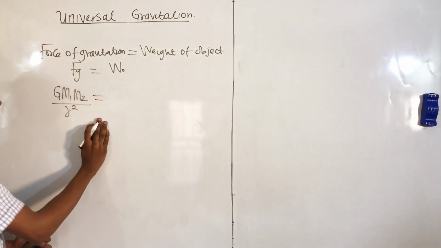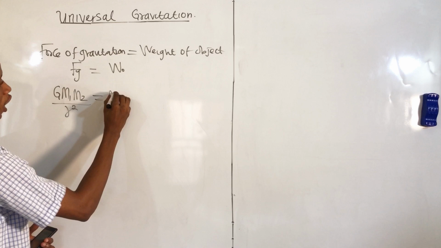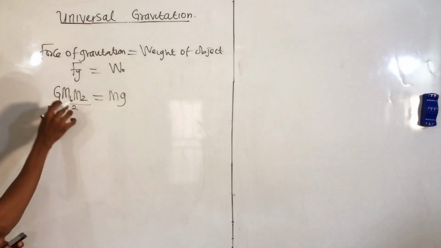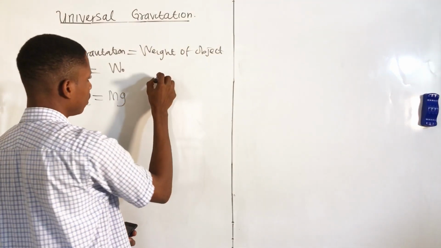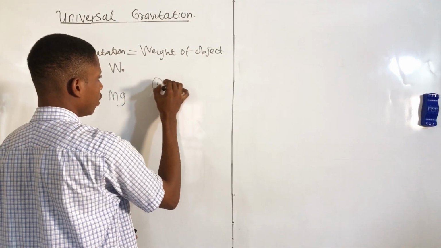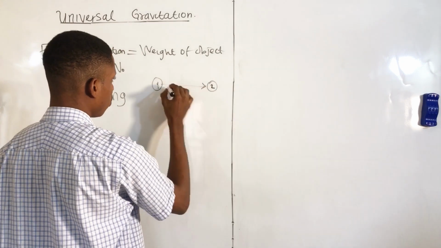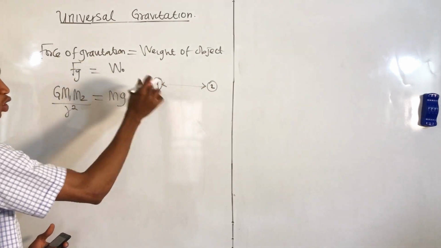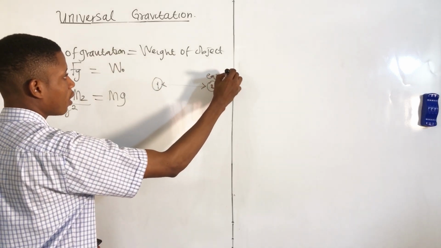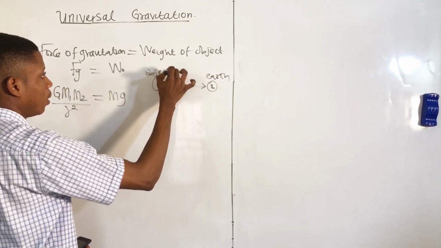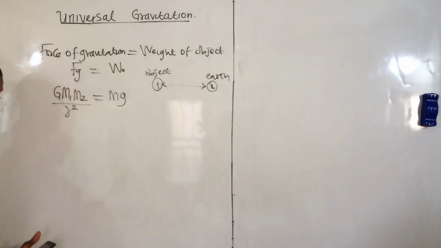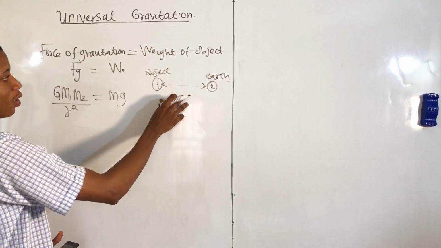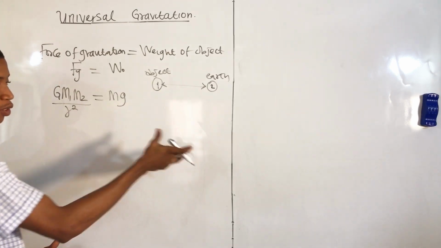We all know that the weight of an object is what? mg. But you should know that gravity is between two objects. Let's consider object 1 and object 2. Now, let's say this is the Earth, and this is the object on the surface of the Earth. This is not how it looks, but I'm just giving you a pictorial representation of what I'm about to do.